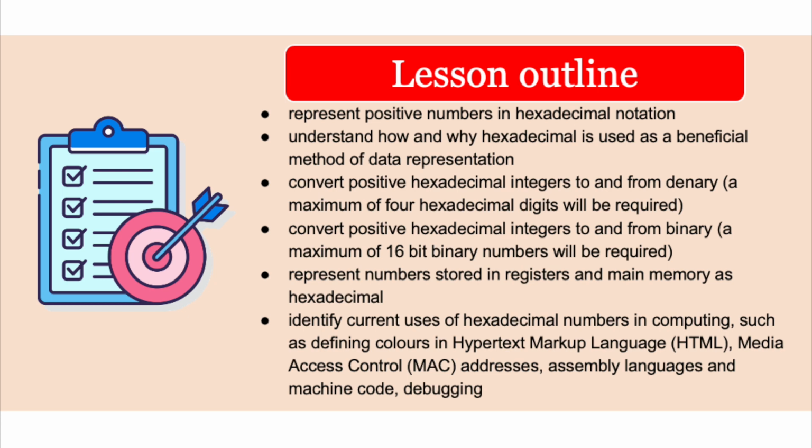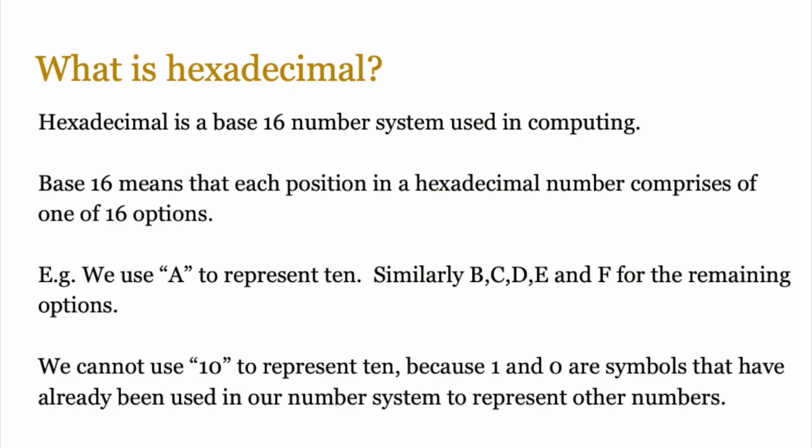You should also be able to convert positive hexadecimal integers to and from binary. A maximum of 16-bit binary numbers will be required. You should be able to represent numbers stored in registers and main memory as hexadecimal. And finally, you should be able to identify the current uses of hexadecimal numbers in computing, such as defining colors in HTML, media access control addresses, assembly languages, machine code, and debugging use. So let's start by looking at what hexadecimal actually is.